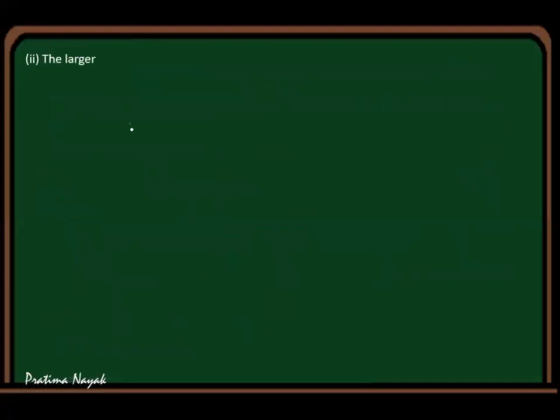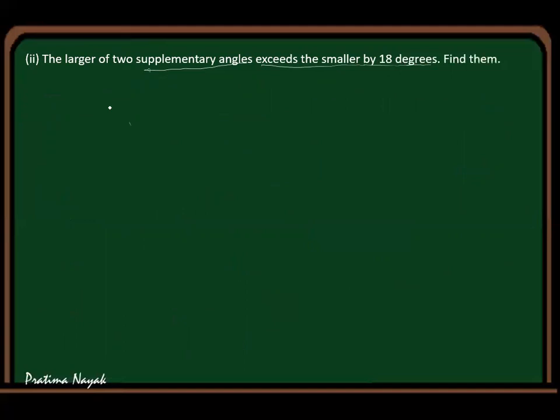Second part. The larger of two supplementary angles exceeds the smaller by 18 degrees. Find them. So it is the question of two supplementary angles. We have to find the two angles. So we can take them as x and y. Then we'll make the relation.